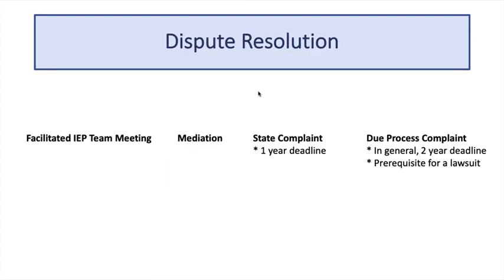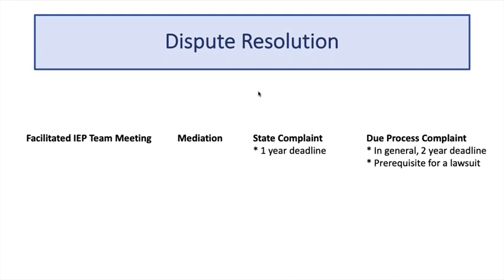So what happens when there's disagreements? There are several different options for resolving a dispute, and the Colorado Department of Education's website has a lot of really good detailed information about these topics. One option might be to have a facilitated IEP team meeting. That is having somebody who can act as a facilitator to make sure that the meeting is productive and that all sides are heard and hopefully resolve conflicts.